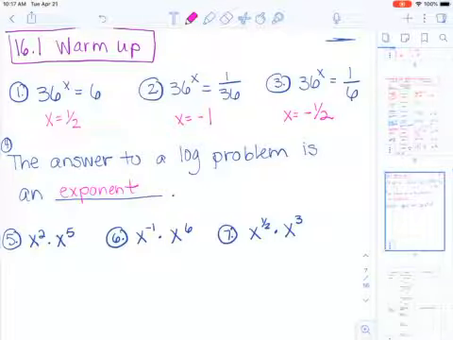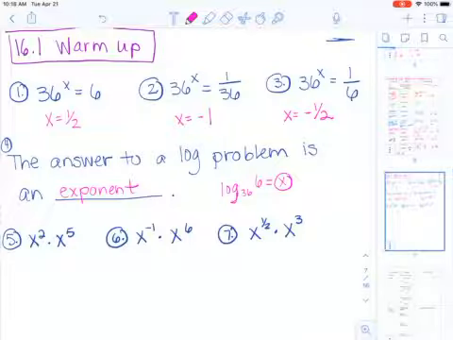So for example, if I had that first problem written in log form, log base 36 of 6 equals x. Right, that's my log form, but the answer to this, the x value that I'm going to get, is the exponent. Okay, and then these other ones, just refreshing our brains.